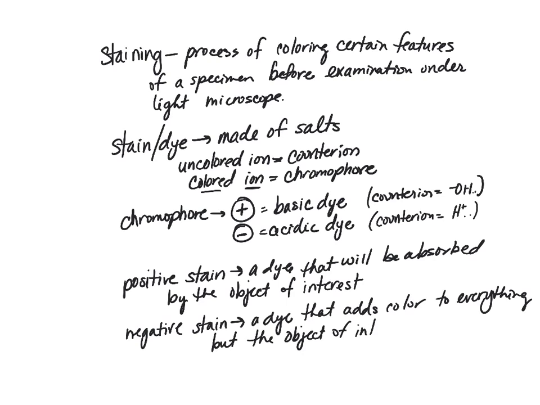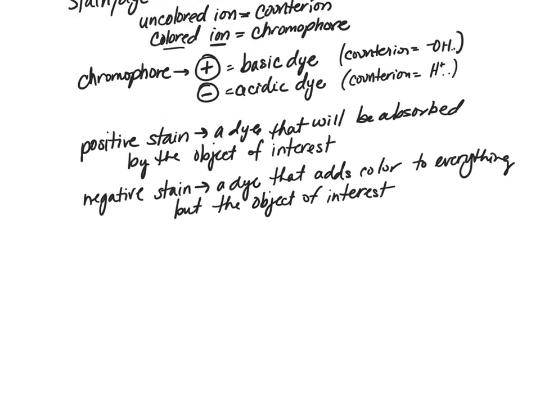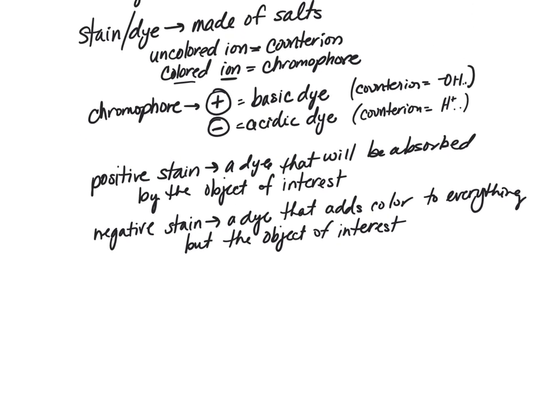Okay. So if we think about what we've just talked about here, our colored ion or chromophore can either be positive or negative in charge, and then that gives us a basic or acidic dye. And then we can decide whether or not we want to stain the object of interest, meaning that we want to do a positive stain, or we can decide whether or not we want to do a negative stain, so we dye everything but our object of interest. We need to think about what the charges are and whether or not we want to use a specific dye.